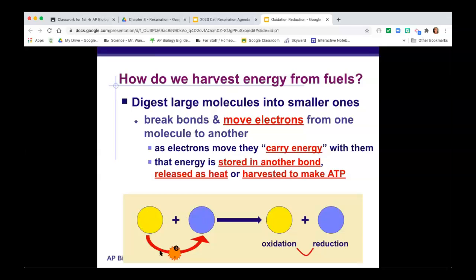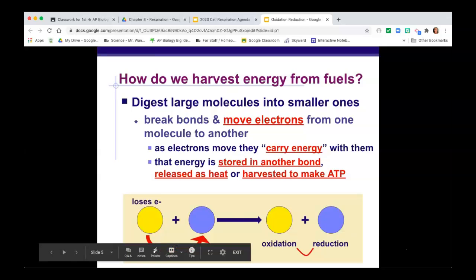So when we break that bond and we release that electron, that's considered oxidation. The molecule that gains that electron is reduction. So we talked about NADP+ being reduced into NADPH when it gained the electron at the end of the electron transport chain. So we're going to have a similar process happening during cellular respiration, so it's important that we know what's happening.